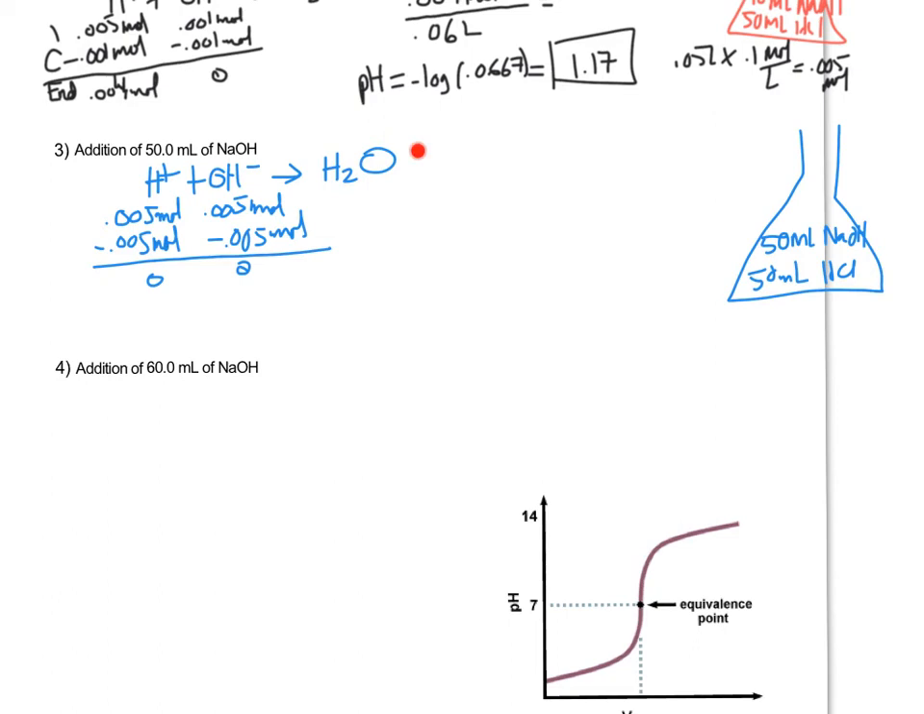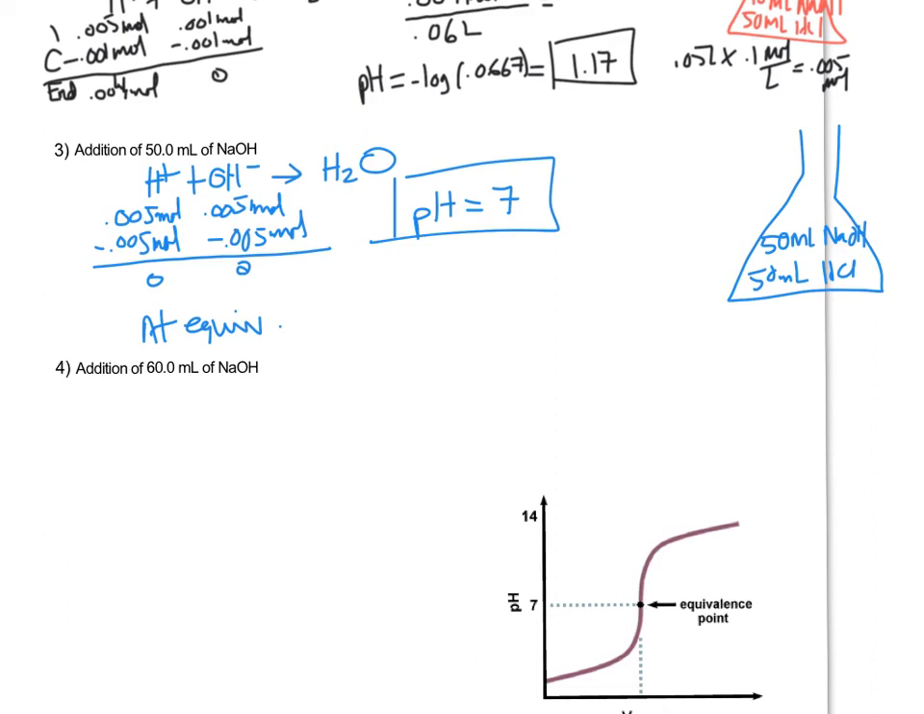And my other product is NaCl, which does not undergo hydrolysis, so it doesn't change my pH, and so my pH here would be 7. We are at the equivalence point. At the equivalence point, my amount of acid has reacted completely with my base, and so I don't have any of my original acid or base. All the HCl and all the NaOH have been used up. That's your equivalence point.